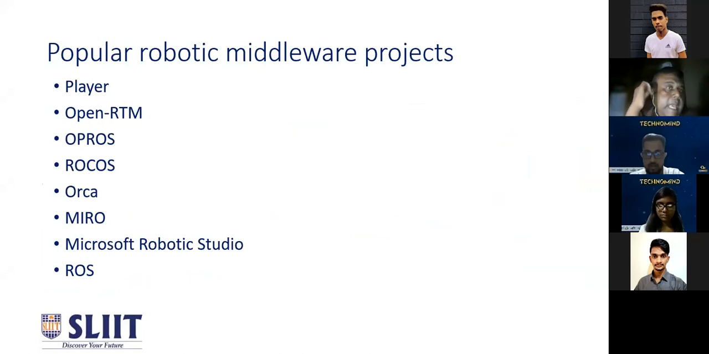Now, there have been many different types of middleware in the robotics industry. Player was one of the early middleware, especially used in research and education. OpenRTM is a middleware popularly used in Japan, and OPRoS is a middleware used mainly in Korea. So likewise, there have been many middleware types. Even Microsoft Robotics Studio can act as a middleware.